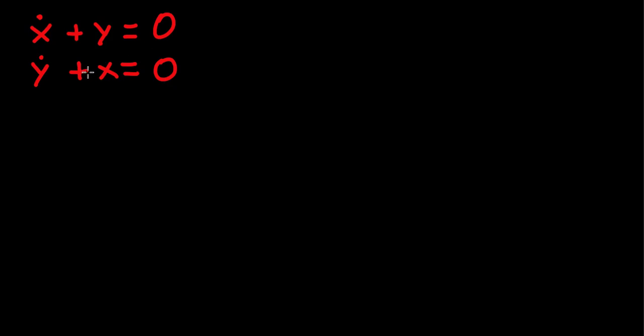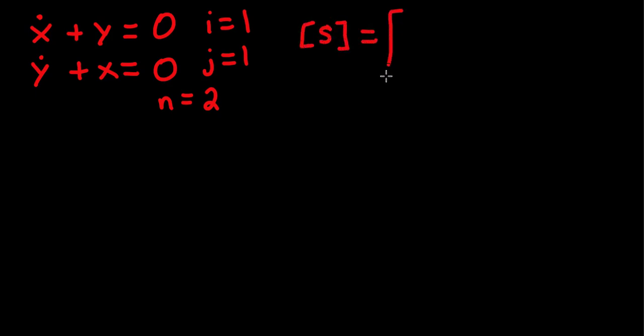The highest order derivative for x is 1 in this instance, so i is equal to 1. Likewise, the highest order derivative for y in this instance is 1, so j is equal to 1. And that tells us that n is equal to 2. So our state vector is going to have two components, s1 and s2. And these components, again from our definition earlier, will just be x and y.